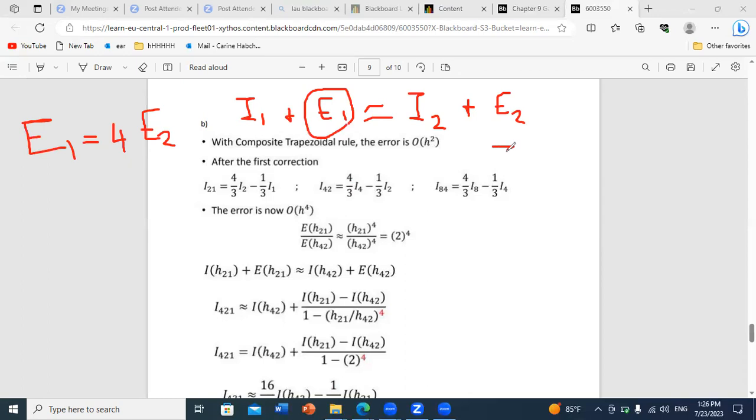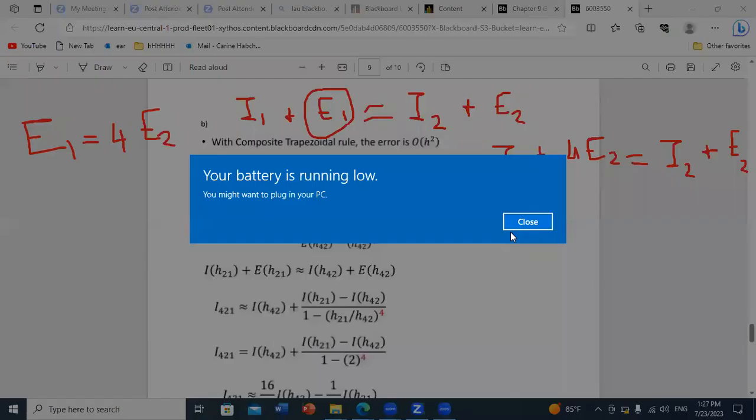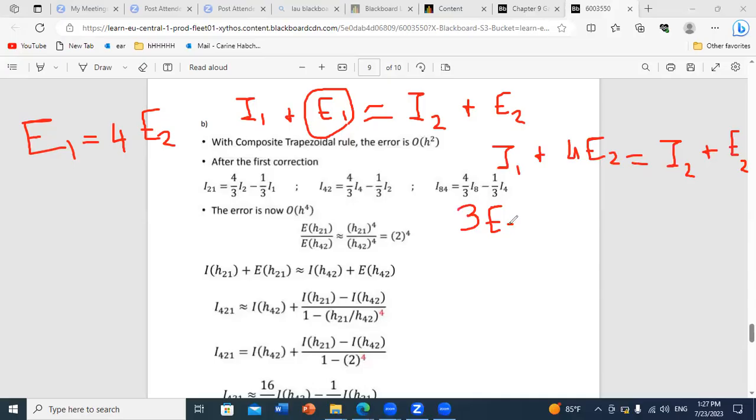So then we get I1 plus 4E2 equals I2 plus E2. And now we can get a certain approximation of the error, because we can get the expression of E2. What is E2? We have that 3E2 is equal to I2 minus I1.